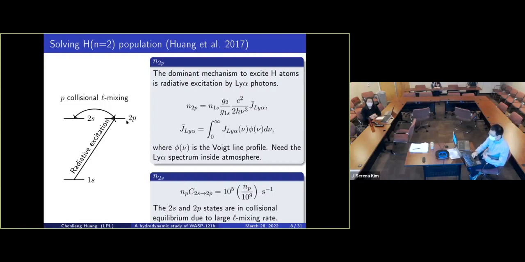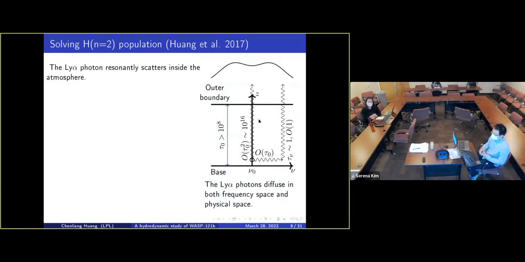Then, to solve the excited state hydrogen problem, the major problem is to solve for the Lyman alpha intensity. So Lyman alpha goes through resonance scattering. It means that in the rest frame of the hydrogen atom, the absorbed photon frequency is almost identical to the scattered photon frequency. So if you shift to the lab frame, the absorbed frequency has a strong correlation with the outgoing scattered frequency.